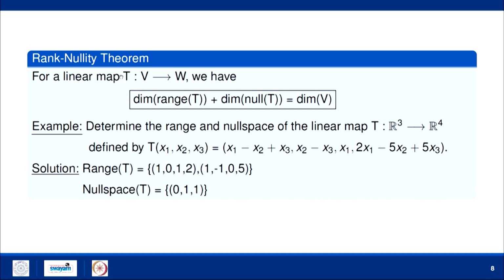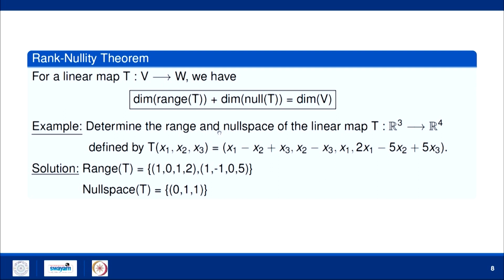For a linear transformation T defined from V to W, the dimension of the range of T, that is the rank of T, plus the dimension of the null space of T, that is the nullity of T, equals the dimension of the vector space V. So, let us take an example of how to find the range space and null space of a linear transformation.